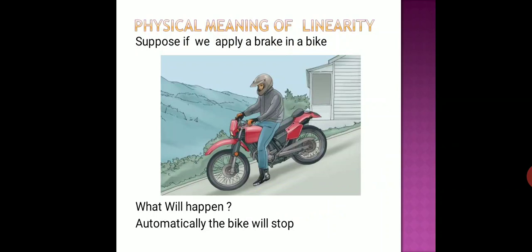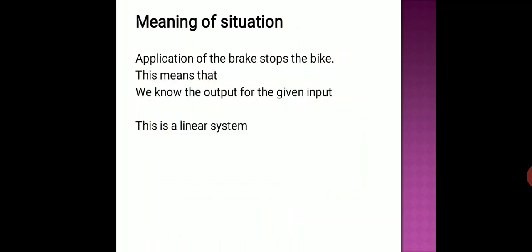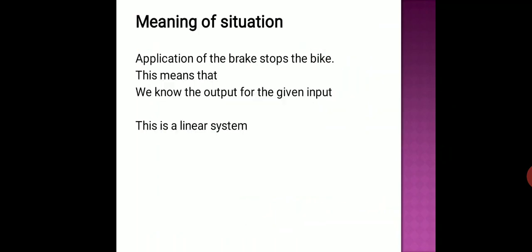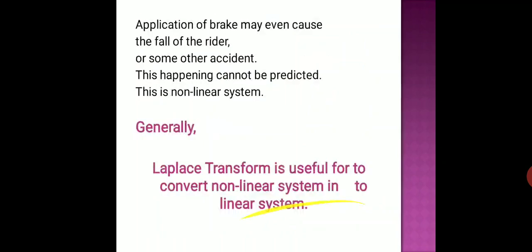The physical meaning of the linearity property is this: suppose we apply the brake on a bike, what will happen? Automatically the bike will stop. Is that correct? This is a linear property. We have one input, and automatically we get one output. Application of the brake stops the bike. This means that we know the output of the given input. This is a linear system.